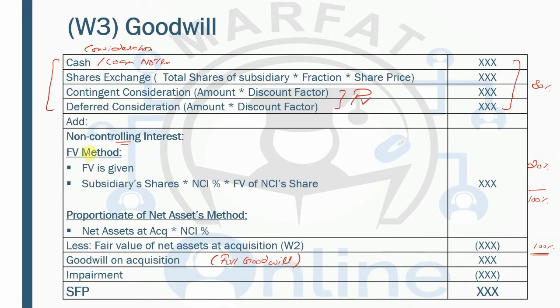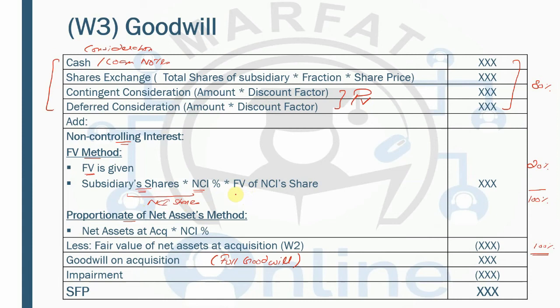The non-controlling interest has two methods: the fair value method and the proportionate share of net assets method. So if the fair value method is given in the exam, then the fair value will be given, or you just calculate it by taking the subsidiary share. When you take the total subsidiary share and multiply it by the NCI percentage, it is going to give you the NCI share.